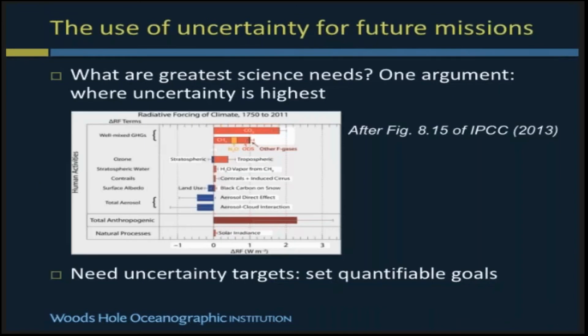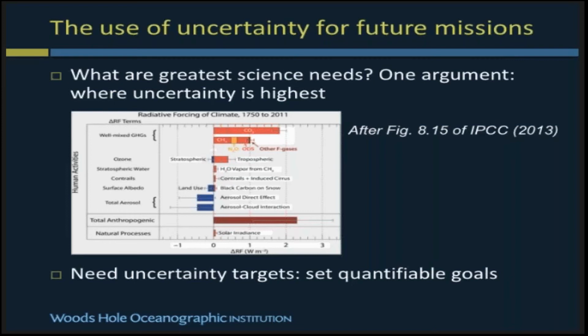Another example, the use of uncertainty for future missions. And I'm not going to talk about what results we're coming up with on the decadal survey, but let me just give you a couple of ideas about the ways that uncertainty can help us. How do you define what are the greatest scientific needs? When you have 1 million science questions out there, when you're sitting on a panel with a bunch of climate scientists with every possible background and discipline, how do you decide what are the most pressing needs?